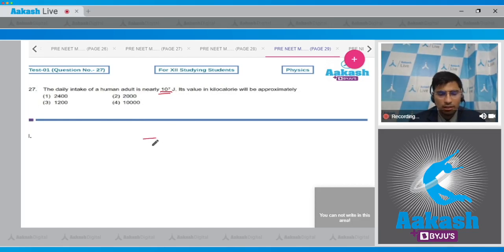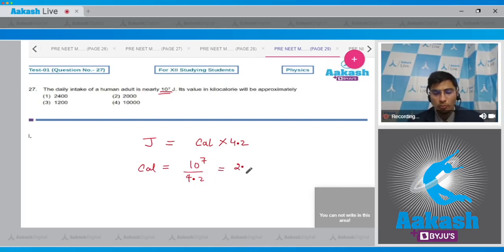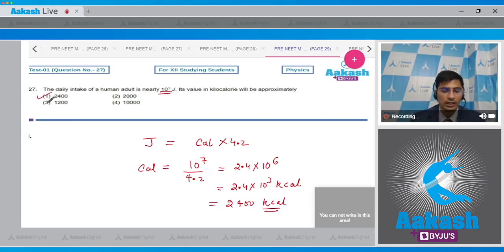Dear students, the energy in joules is related to the energy in calories as joule is equal to calories into 4.2. So the number of calories will be equal to 10 raised to power 7 joules divided by 4.2, and this will be equal to 2.4 into 10 raised to power 6 calories, or 2.4 into 10 raised to power 3 kilocalories. We can further write this as 2400 kilocalories, meaning for this question the correct answer, dear students, should be option number 1.